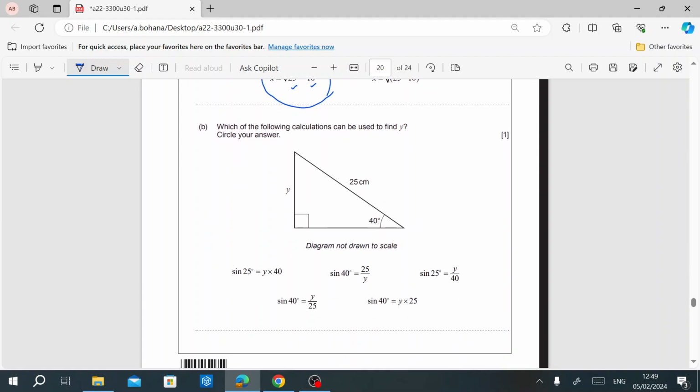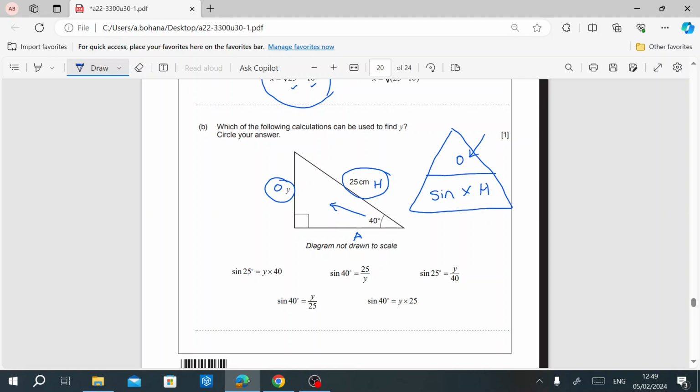Which of the following calculations can be used for y? Right then. Opposite, hypotenuse, adjacent. O and H belong to sin. And here's the sin ratio. So if I'm looking for O, it's going to be the sine times the hypotenuse. So it's going to be sine 40 times hypotenuse. Okay? So sine 40 times the hypotenuse.